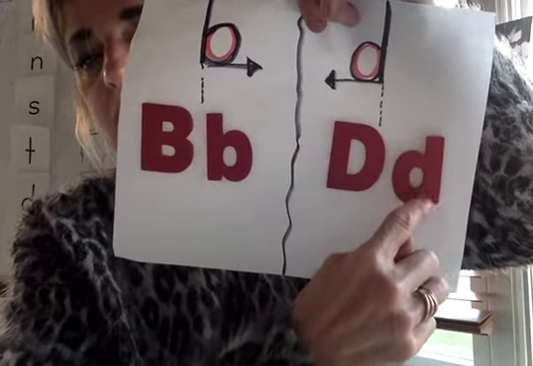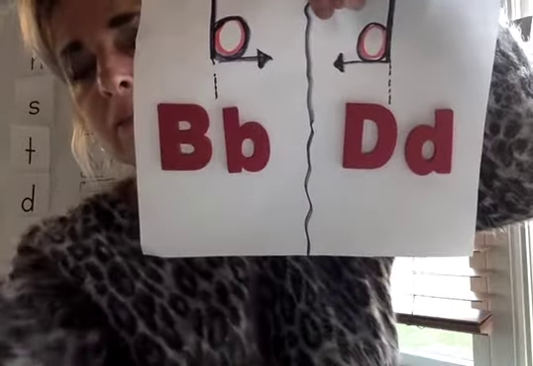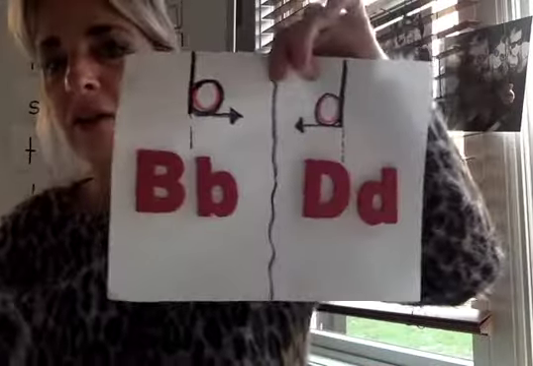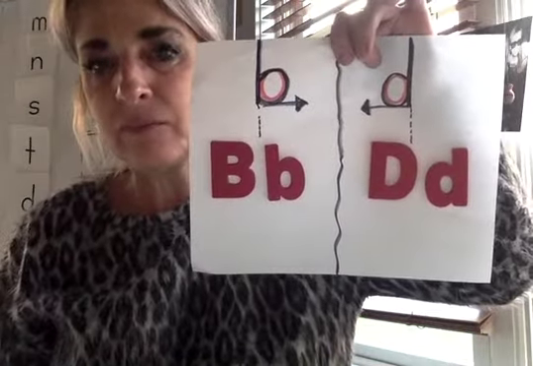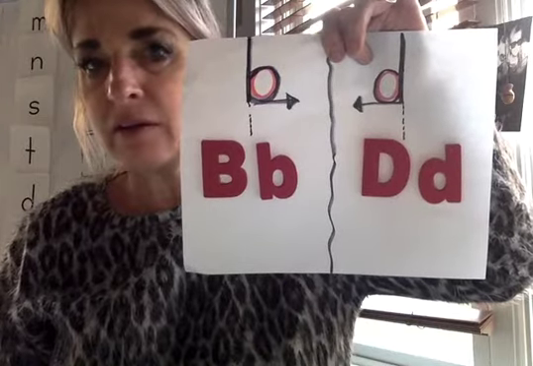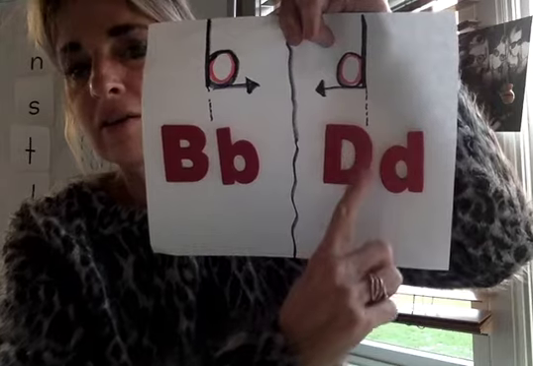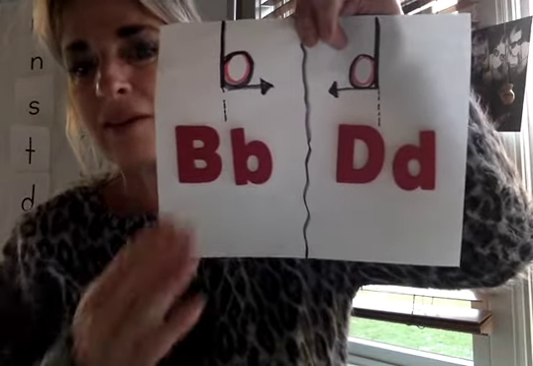Lowercase d: one line down, curve around, not the way we read. Okay, let's go ahead and try it. Point to the d, not the way we read. See the arrow going that way? There's the d. Point to the b, the way we read.